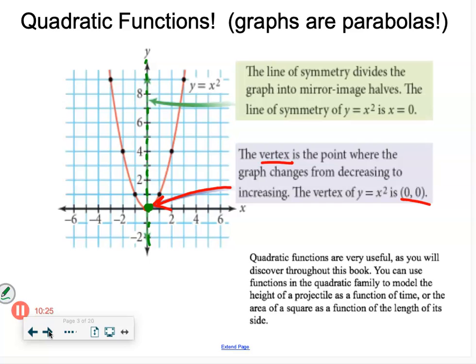So the equation of the line of symmetry, or the axis of symmetry, is always x equals whatever the x coordinate of the vertex is. And we're going to write that out in a few more slides, but you're welcome to write it down now. Okay, any questions on line of symmetry or axis of symmetry or vertex?